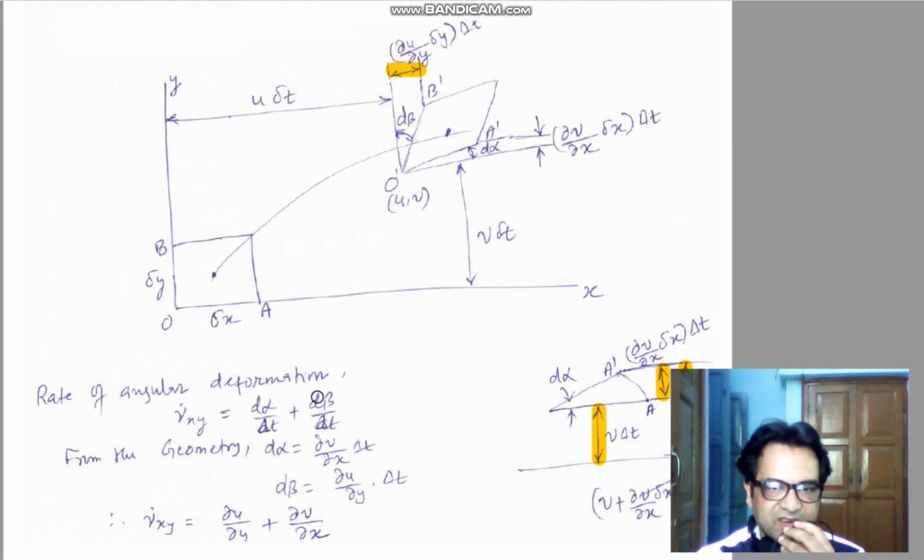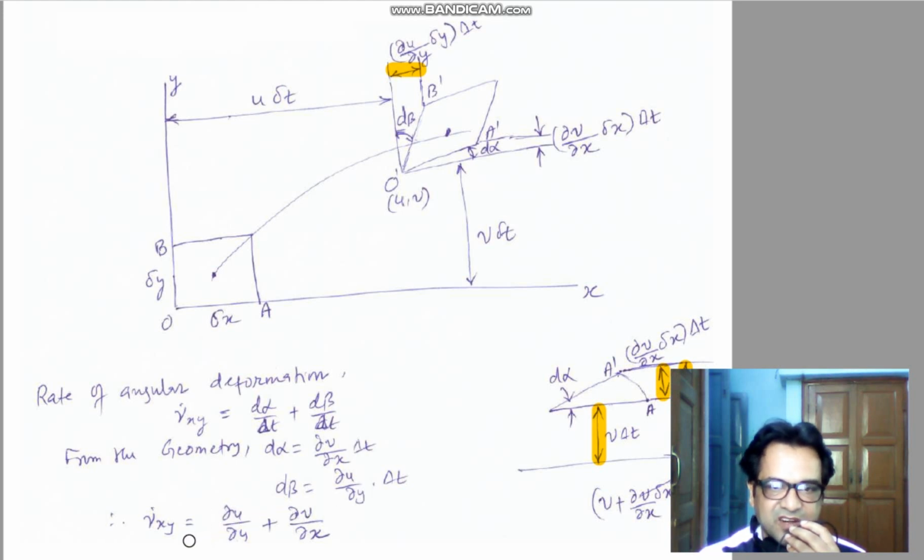Now what is the rate of angular deformation, gamma xy? It is d alpha by dt plus d beta by dt. So it is the total angular deformation, since both the sides are getting deformed, the summation of both angular deformations. From the geometry, what is d alpha? d alpha equals this minus delta x. Similarly, d beta equals this minus delta y. So d alpha equals del v by del x into delta t, and d beta equals del u by del y into delta t. So you add both.